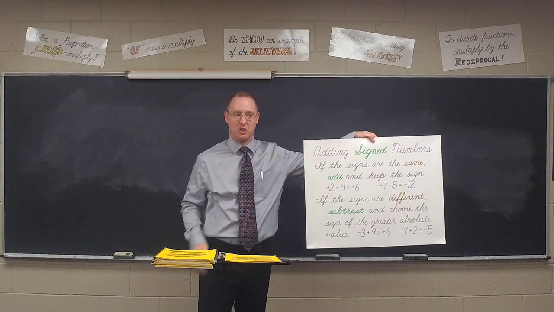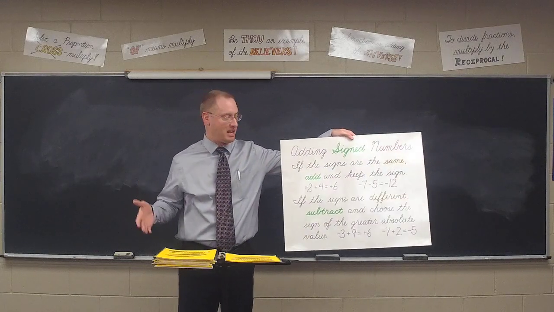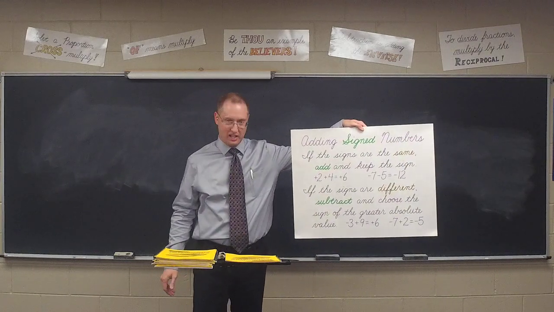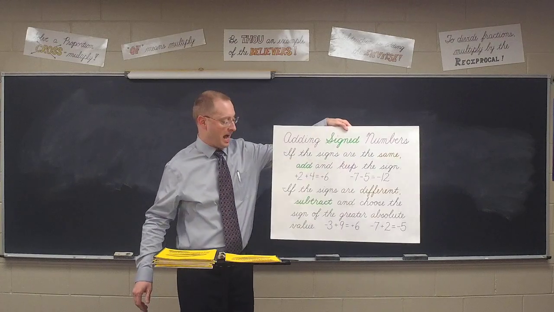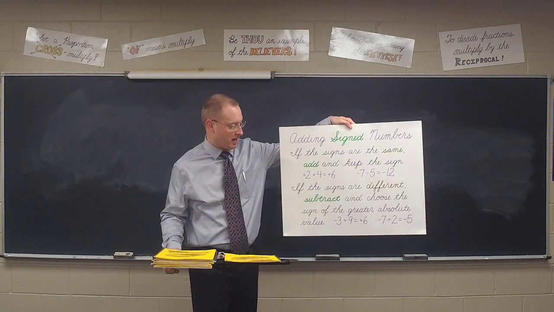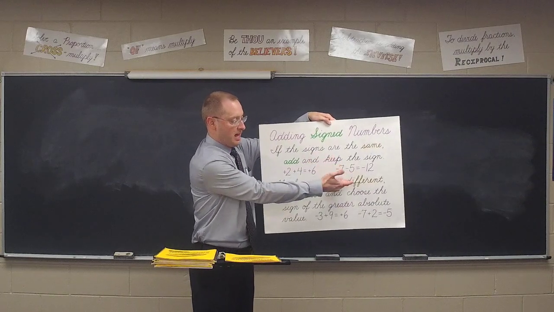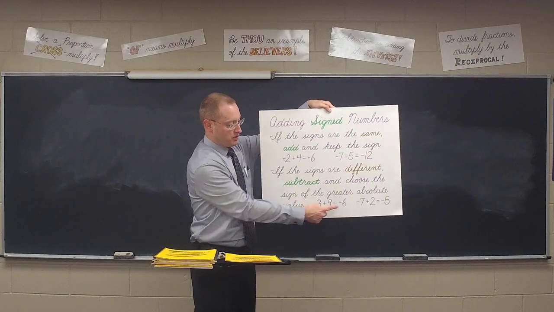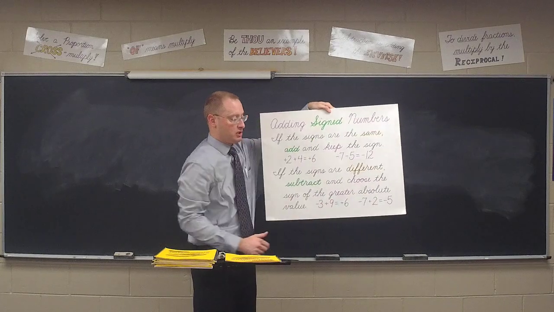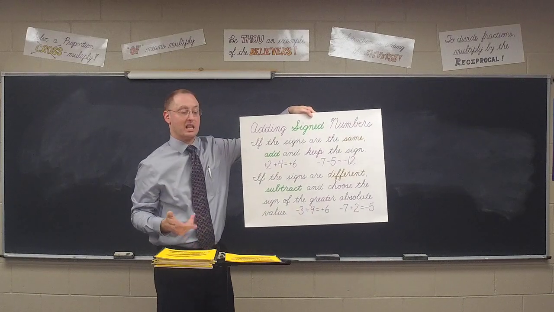If the signs are the same, add and keep the sign. If the signs are different, subtract and keep the sign of the greater absolute value. So positives add together to get positives, negatives add together to get negatives. When those signs are different, you end up actually subtracting the values and keeping the winner.